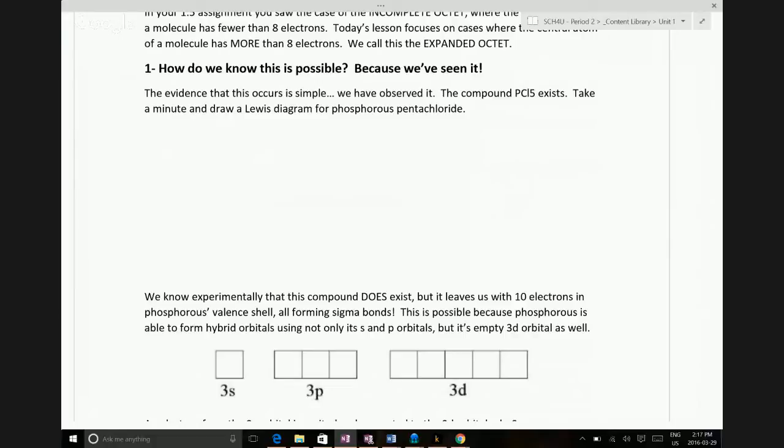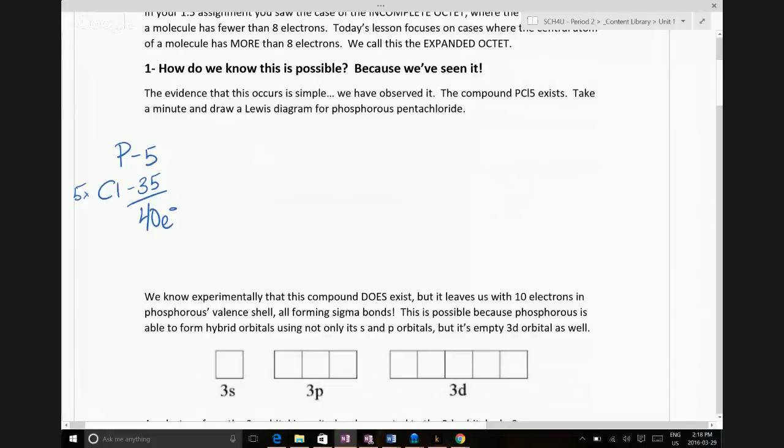If we take a minute and draw a Lewis diagram of this, we'll see what the issue is here. Phosphorus, like nitrogen, gives us 5 electrons in its valence shell. And then chlorine gives us 7, and of course, we've got 5 of them. So that's going to give us a total of 35, and this gives us 40 electrons with which to make this compound.